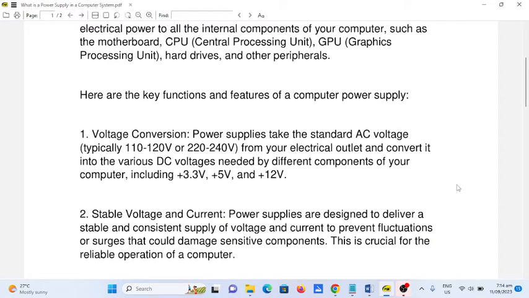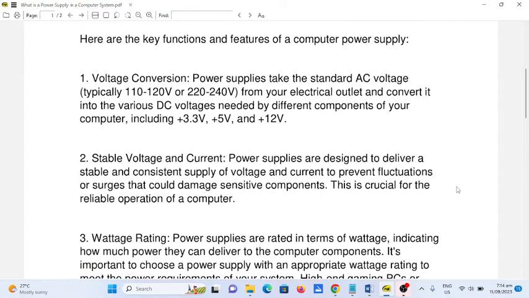Here are the key functions and features of a computer power supply. Number 1, voltage conversion. Power supplies take the standard AC voltage, typically 110 to 120 volts or 220 to 240 volts from your electrical outlet and convert it into various DC voltages needed by different components of your computer, including positive 3.3 volts, positive 5 volts, and positive 12 volts.